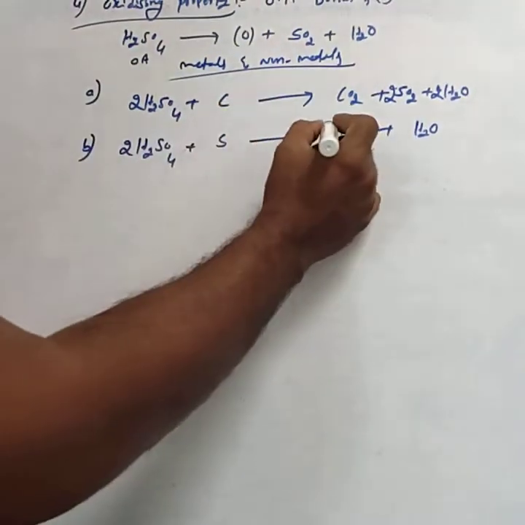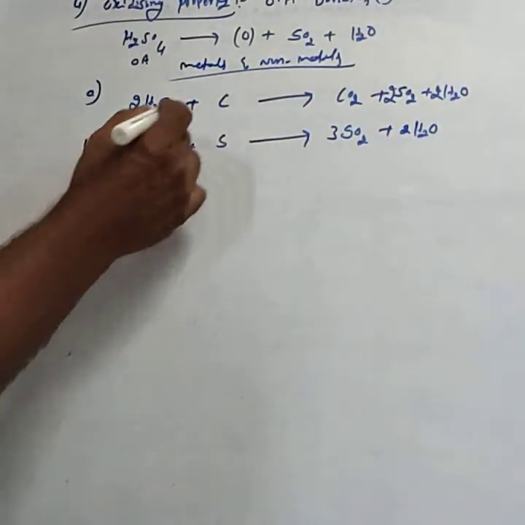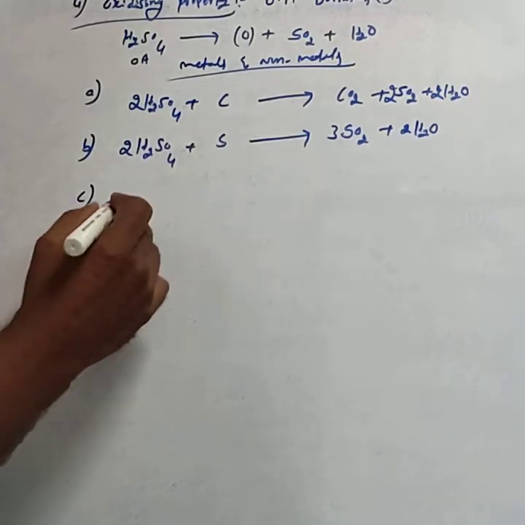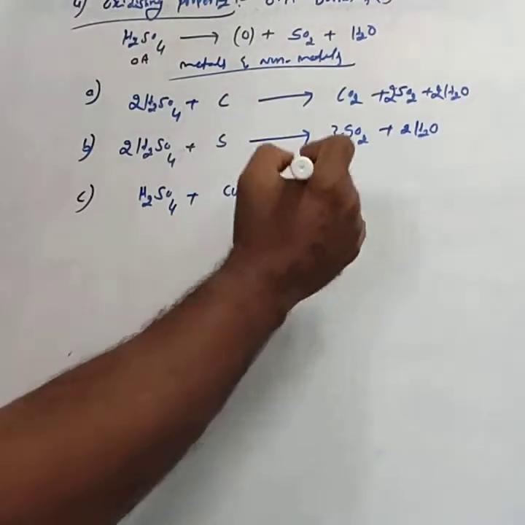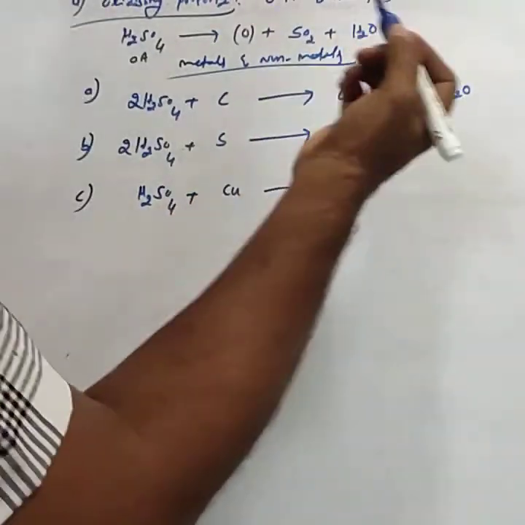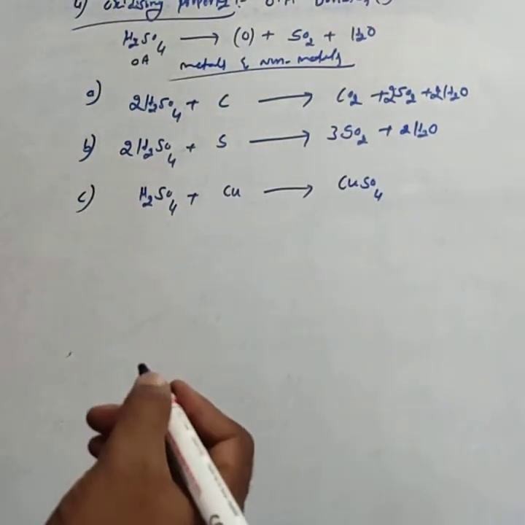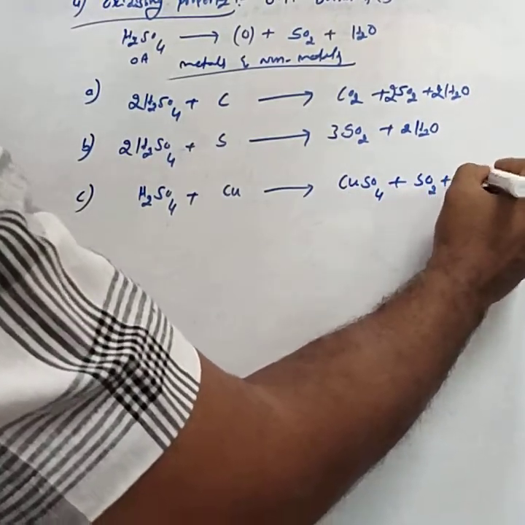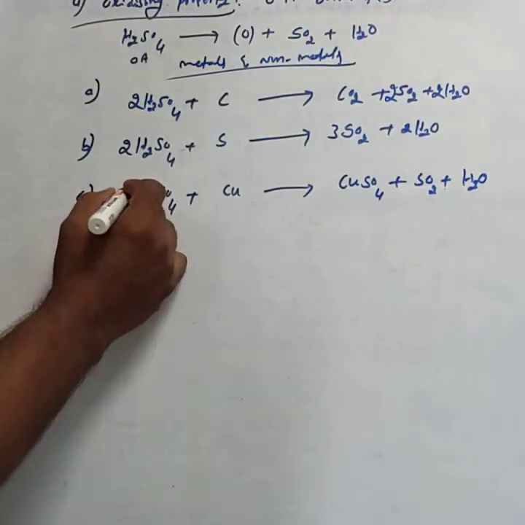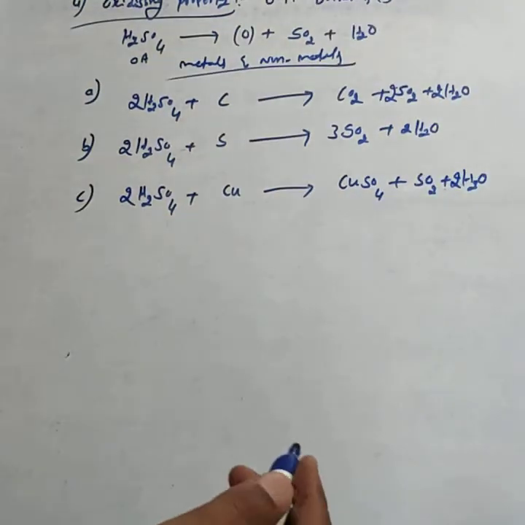That is 2H2SO4 forms 3SO2 and 2H2O. Then these two are the non-metals. For metals, copper is mentioned. Concentrated sulfuric acid, when treated with copper, oxidizes copper into copper sulfate, cupric sulfate, with copper in the +2 state. Sulfuric acid is then reduced to SO2, liberating water. The reaction gets balanced. This is about the oxidizing property.